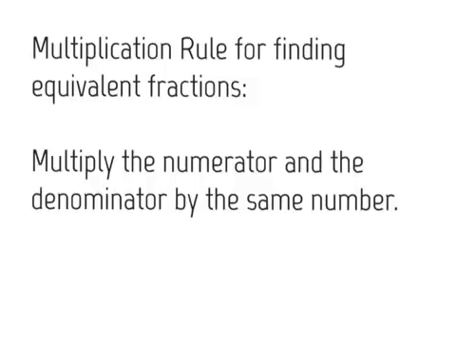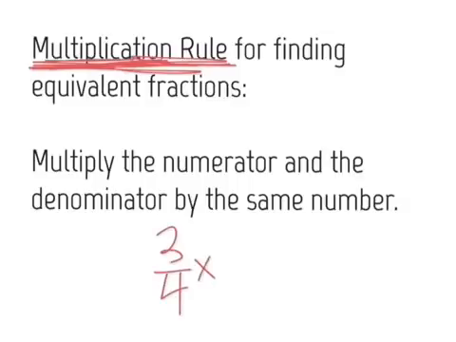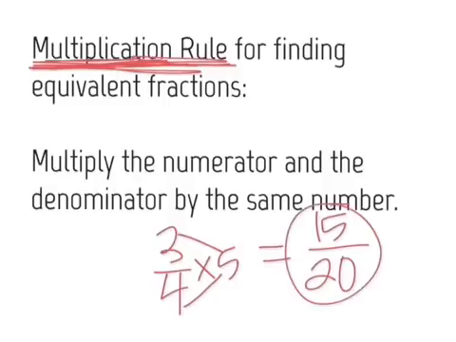A big thing for you to know and remember is the multiplication rule. Tests, quizzes. The multiplication rule is simply to multiply the numerator, the top number, and the denominator, the bottom number, by the same number. So if I have 3/4, I would take 5 and multiply it by the numerator, which gives me 15, and multiply it by the denominator, which gives me 20. So 15/20 is equivalent to 3/4.